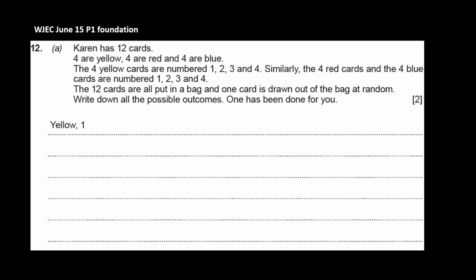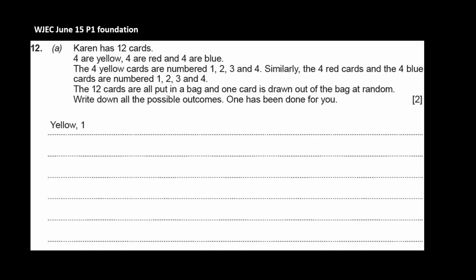So we've got Karen has got 12 cards. She's got 4 yellow, 4 red, 4 blue. The 4 yellow cards are numbered 1, 2, 3, 4, as are the red and the blue. The 12 cards are all put in a bag and one card is drawn out at random. Write down all the possible outcomes.